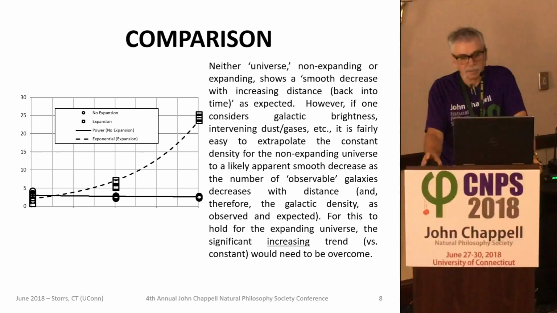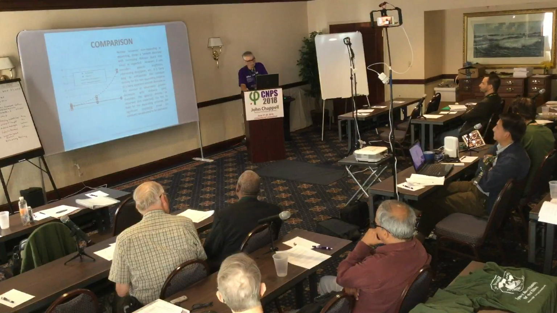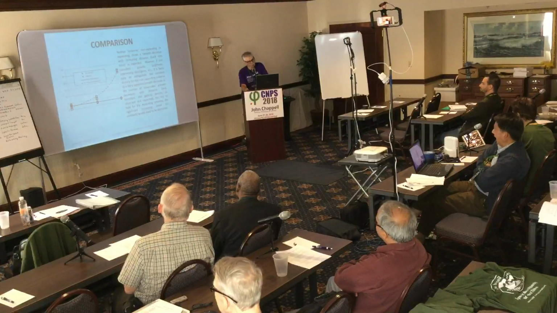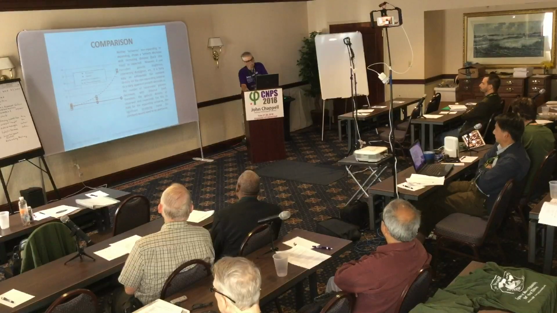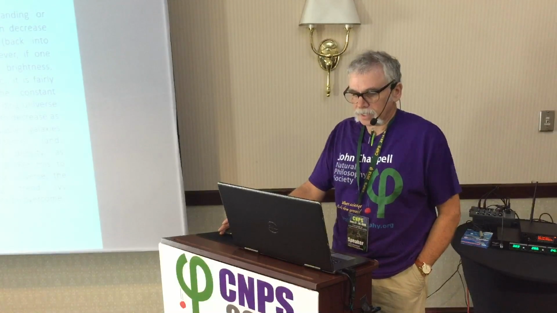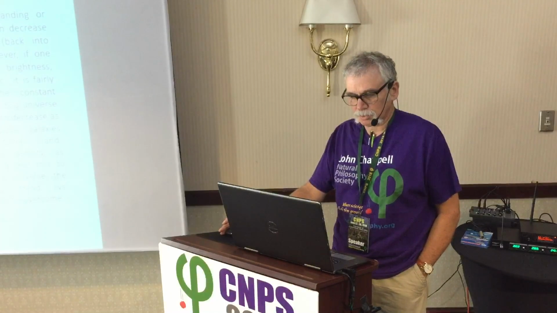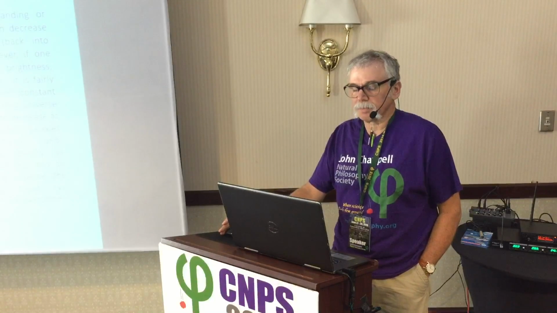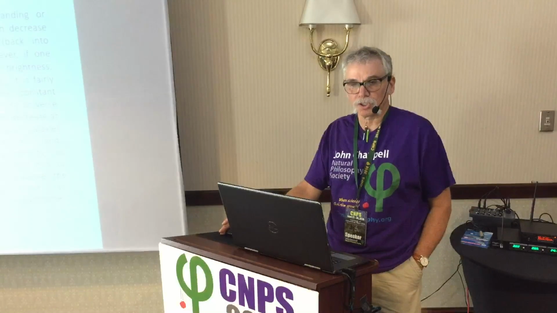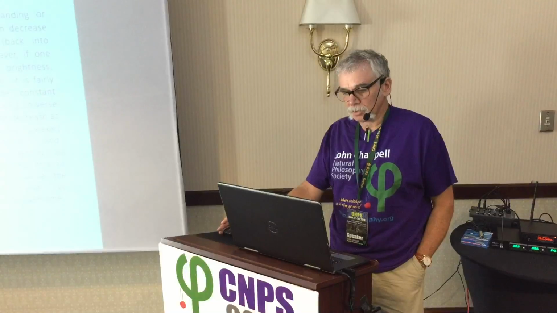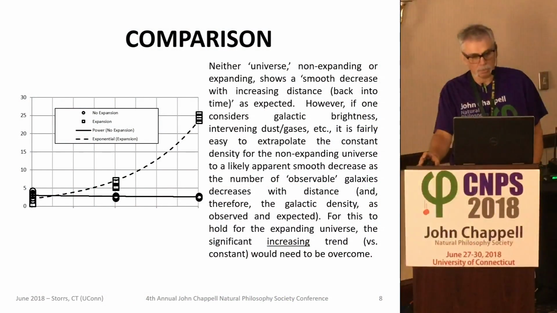Now, if we take into account galactic brightness, intervening dust and gases, etc., it's fairly easy to extrapolate this version of the universe, which is the steady state constant. You can see that if we allowed for some sort of decrease in visibility over distance, this one would be easily convertible into some sort of decrease over distance. Whereas trying to make this one turn into a decrease would require drastic changes because it's actually a quite strong increasing density with time. So if the apparent smooth decrease in the number of observable galaxies with distance is true, what the mainstream expects seems to actually favor the concept of a steady state universe more so than an expanding universe. For this to hold for the expanding universe, the significant increasing trend would need to be overcome quite dramatically.